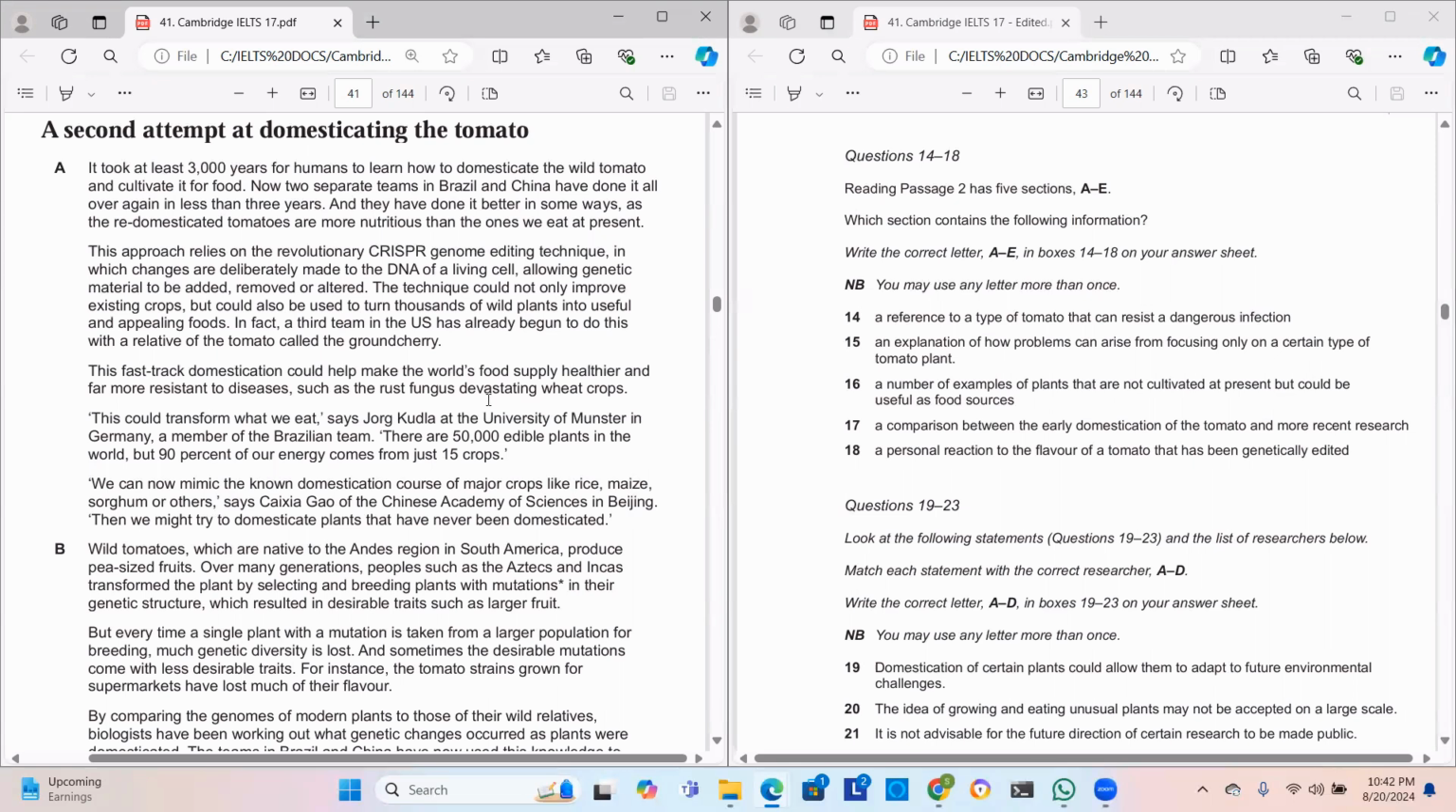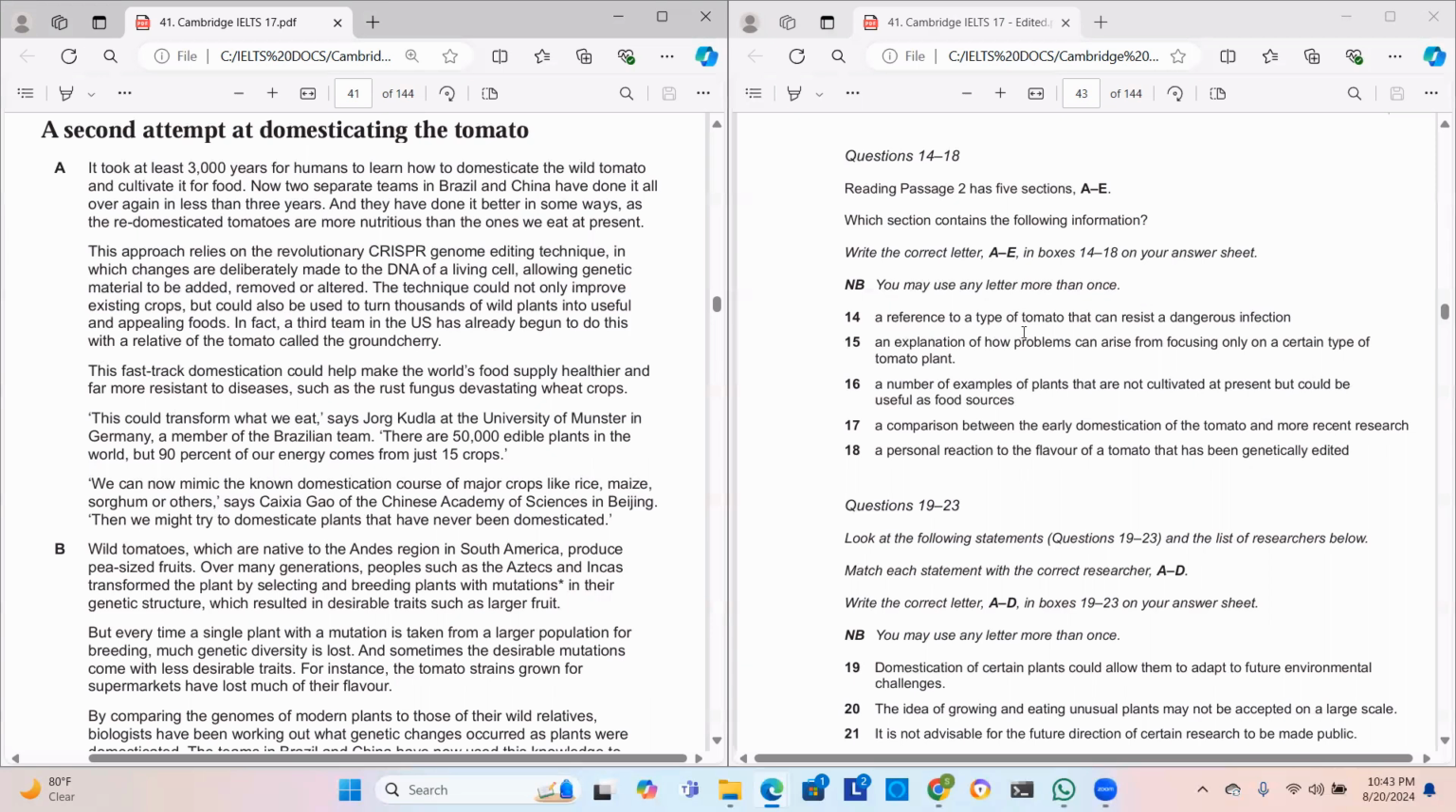Is there any reference to a type of tomato? I don't think we have used any tomato that can resist some dangerous infections. This is rust fungus devastating the wheat crops. I think it says healthier and far more resistant to diseases, but he did not mention any serious dangerous infection. And there is no reference to a specific type of tomato, right? So I think 14 is not matching with anything. Let us go with the 15th one.